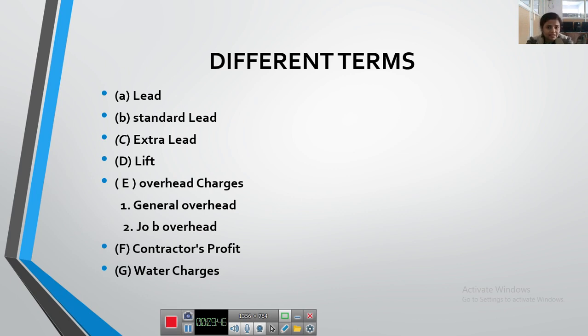In the next lecture we are going to learn the actual procedure of rate analysis of different items of work. This is the procedure that we are going to follow to perform the rate analysis of different kinds of work, which we are going to discuss in our next lecture.